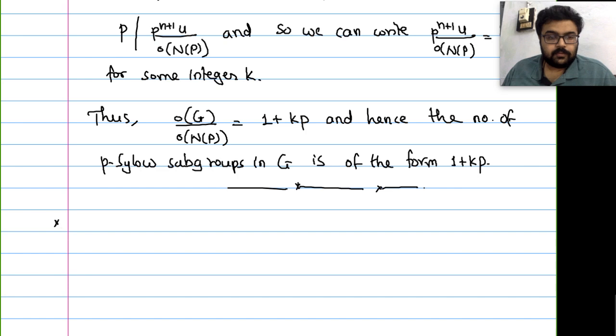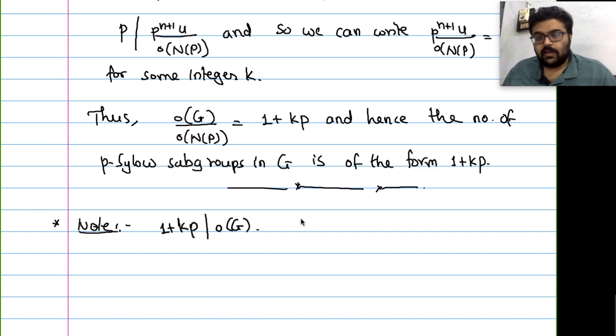But we remark that 1 plus kp divides order of G. Why? Because what we know is the number of P Sylow subgroups by the previous lemma. So here also this is by the previous lemma.